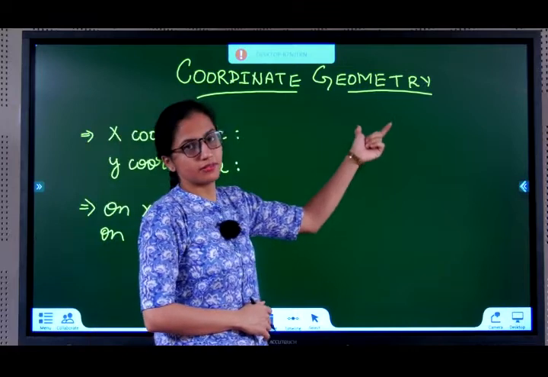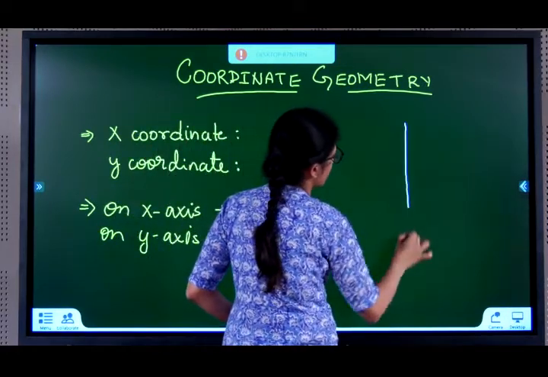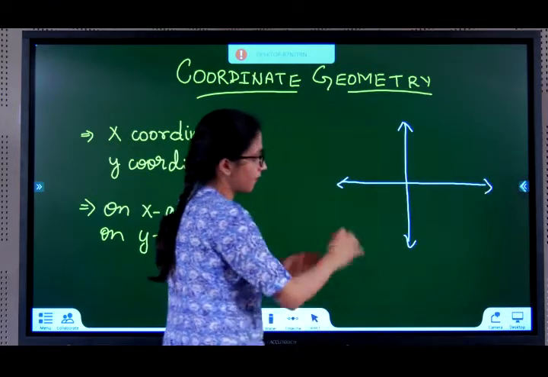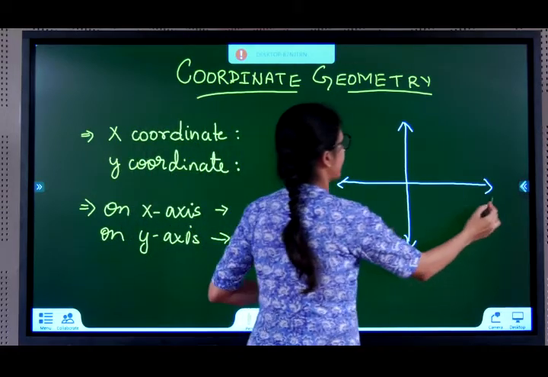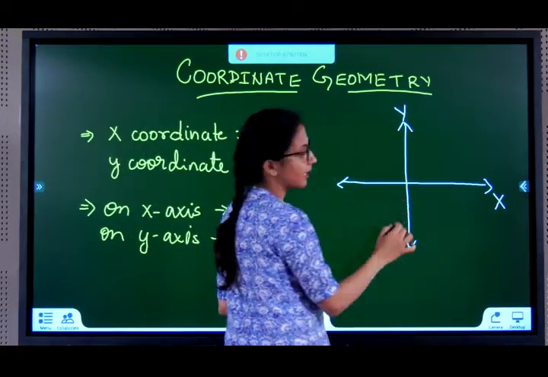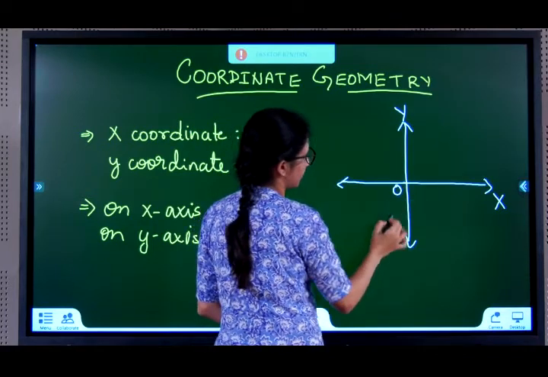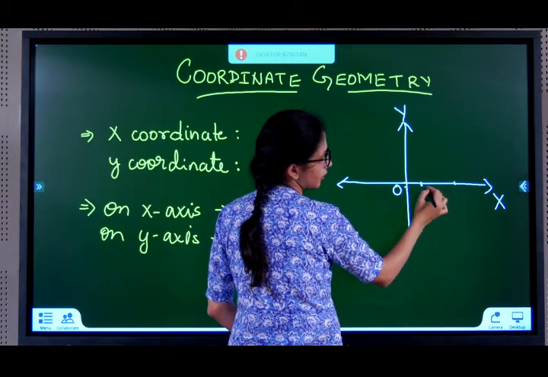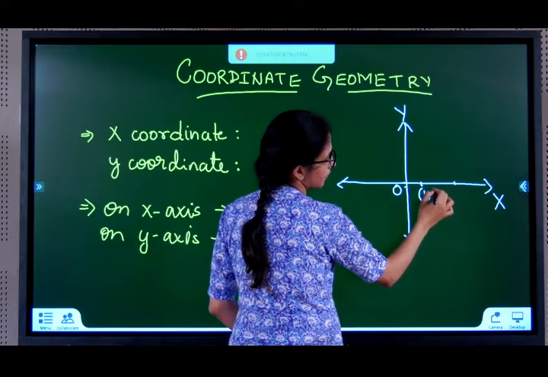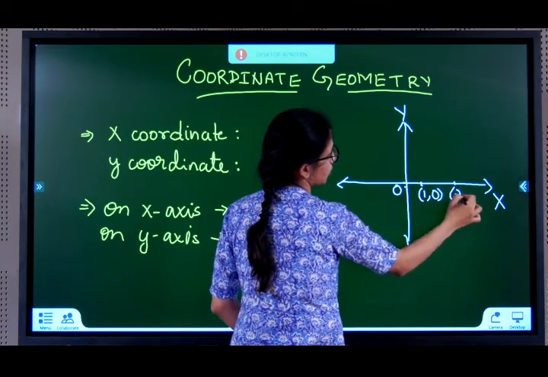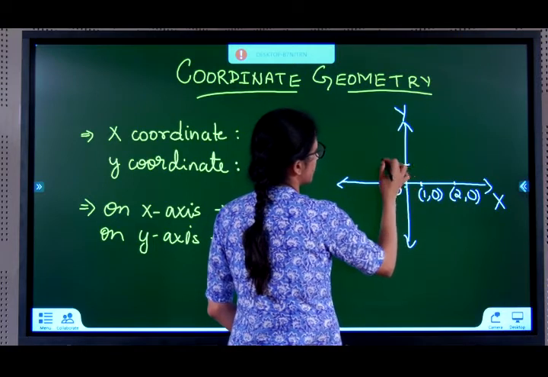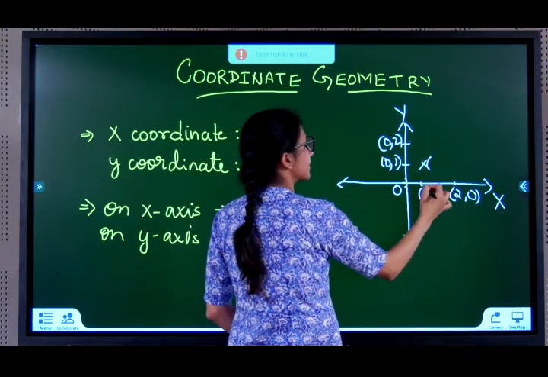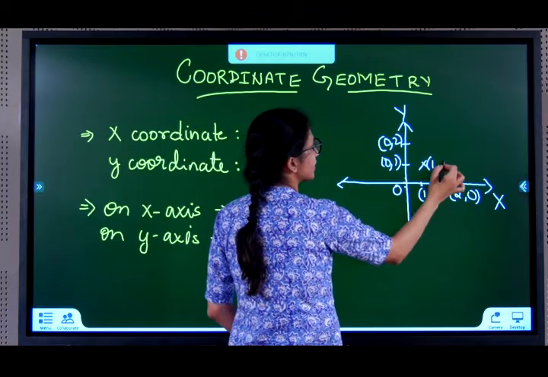Coordinate geometry. So this is related to graphs. In a graph, if this is a graph on a 2D, that means two dimensions, x-axis and y-axis. The intersection of x and y-axis is the origin. Now if I move from the origin to this point, I am moving one position to the right. So x is 1, y is 0. One more position here, 2, 0. If I move up, 0, 1, 0, 2. If I move here, you can say x is 1 and y is also 1.